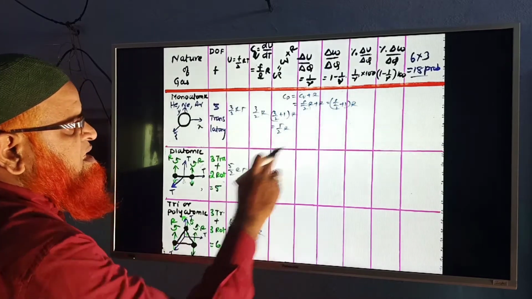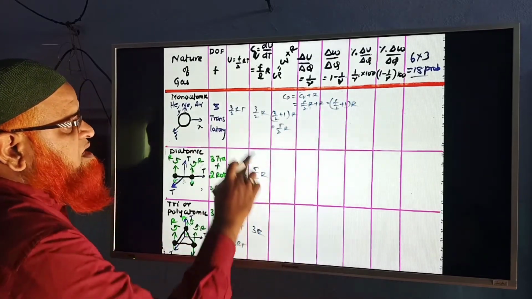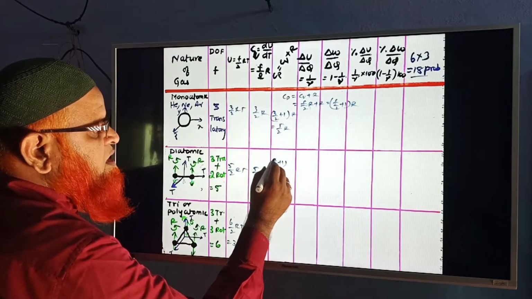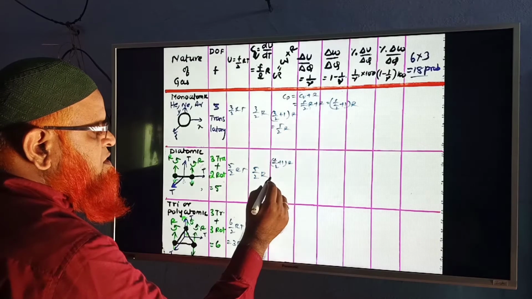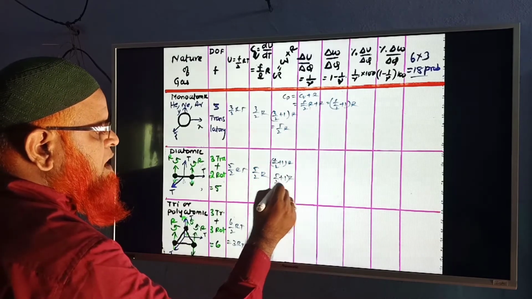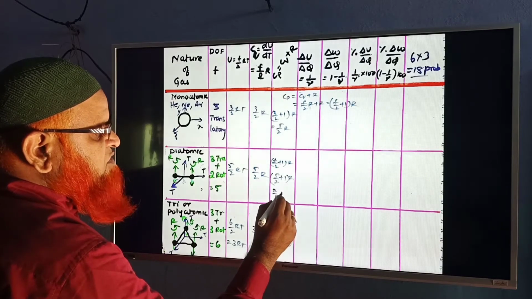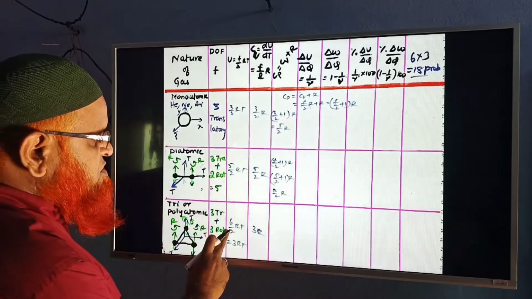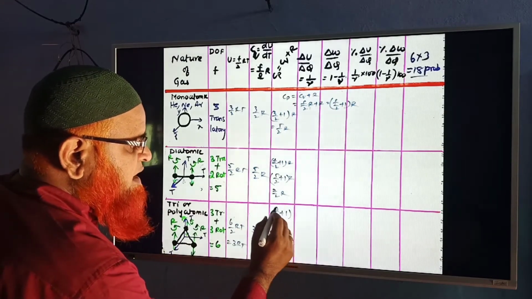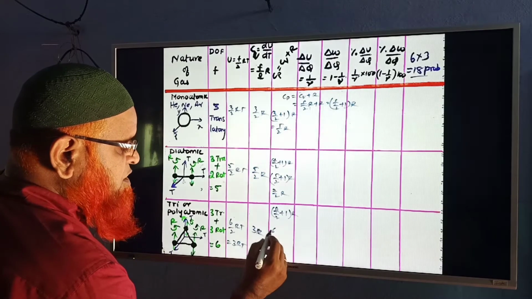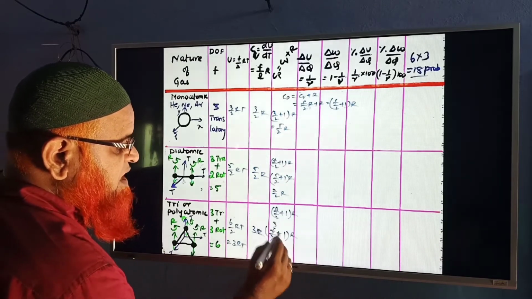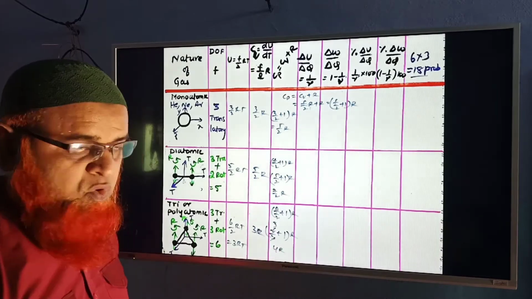Here in this case, f is 5, so (f by 2 plus 1) into R. This formula you have to apply here. So you write (5 by 2 plus 1) into R, which is equal to 7 by 2 R. What is the degree of freedom here? 6. So here (6 by 2 plus 1) into R. How much is it going to be? 3 plus 1, so it is going to be 4R in this case.